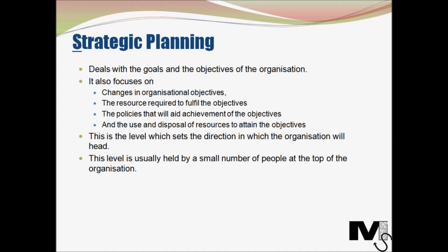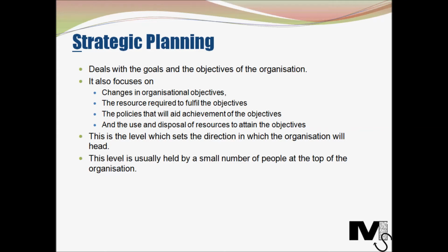Now, let's look at strategic planning. This is the level that deals with the goals and objectives of the entire organization. It specifically focuses on changes in organizational objectives, the resources required to fulfill objectives at a broad level, the policies that will aid achievement of the objectives, and the use and disposal of resources to attain these objectives. So at that level, this is a lot to do with what the organization actually wants. What are the objectives? Why are they actually trading? In brief, this is the most important role hierarchy in any organization.